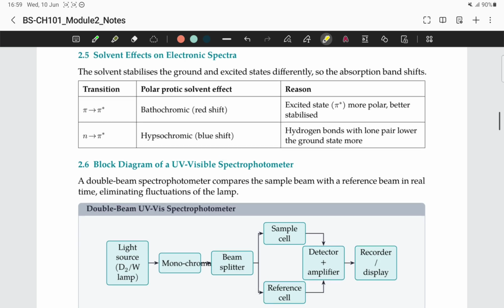Fine. After this, now coming to the solvent effect on electronic spectra. What is this? You will see this. Can the solvent affect our spectrum? Actually, yes. A polar protic solvent stabilizes ground states and excited states differently. So for a pi to pi star transition, there is a bathochromic red shift.